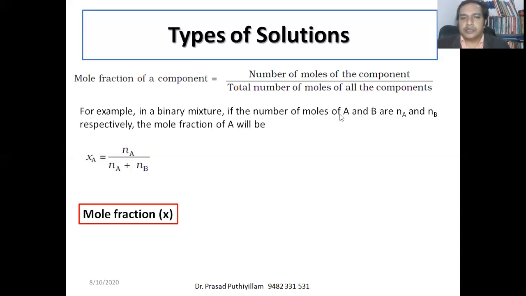Okay, so this is just a general example in which the number of moles of A is Na, and the number of moles of B is Nb. Then the mole fraction can be calculated as the number of moles of the component. Say, for example, we are calculating the mole fraction of A. So XA is equal to the number of moles of A, that is Na, divided by the total number of moles of all components. Here, all components means only two components are there.